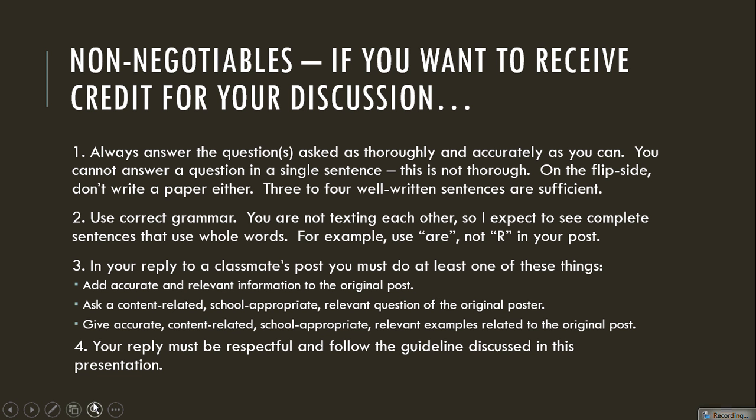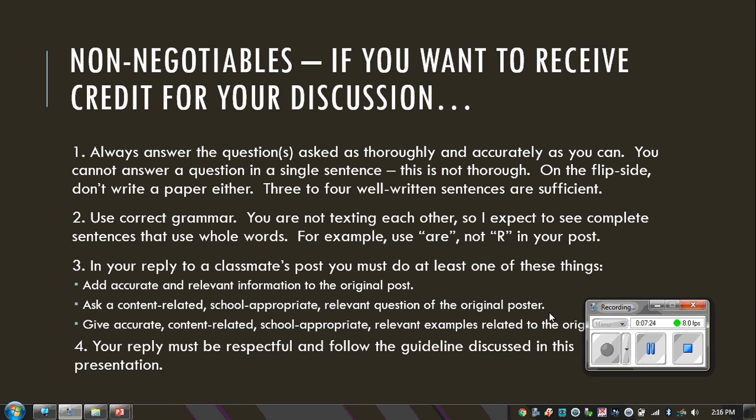I agree with, I disagree with, what about this? You could ask them a question about it, okay, but you want to make sure that everything is accurate and content related, that it's school appropriate, and that once again you're being kind to one another, you're following those respectful guidelines that we just set forth in the previous slide. If you're ever in doubt, ask first if you're not sure if it's the right thing to post.